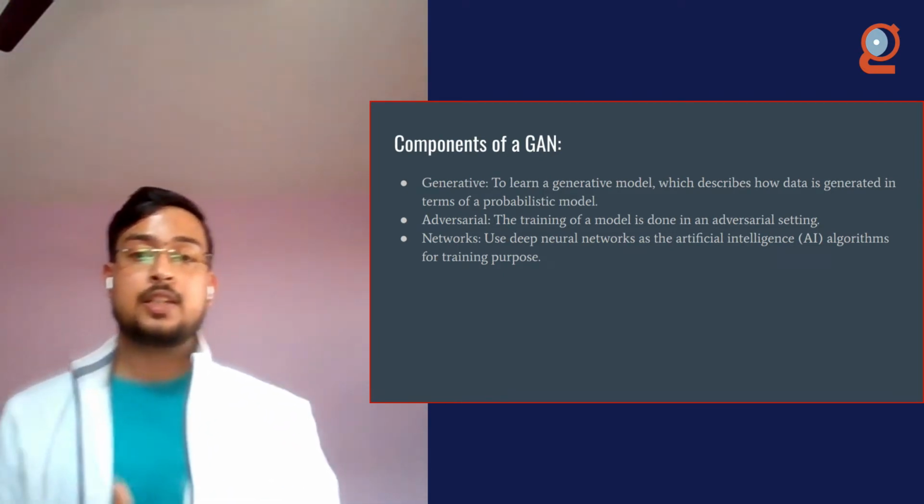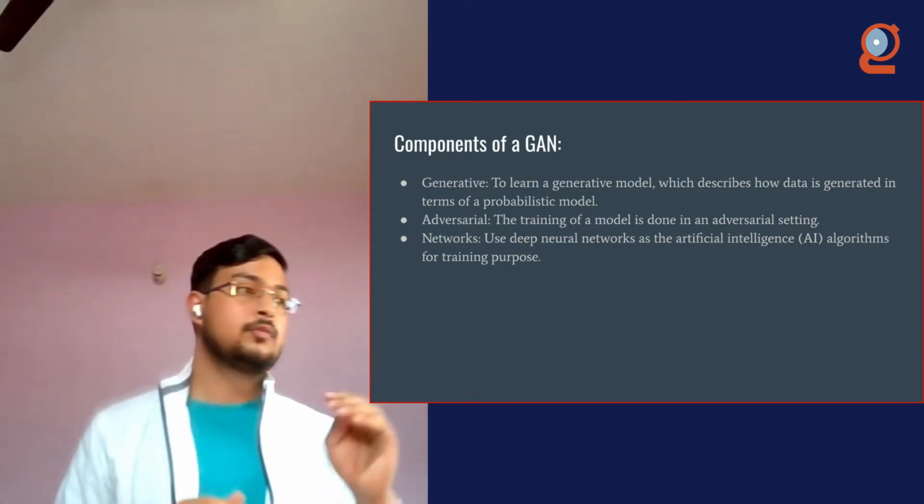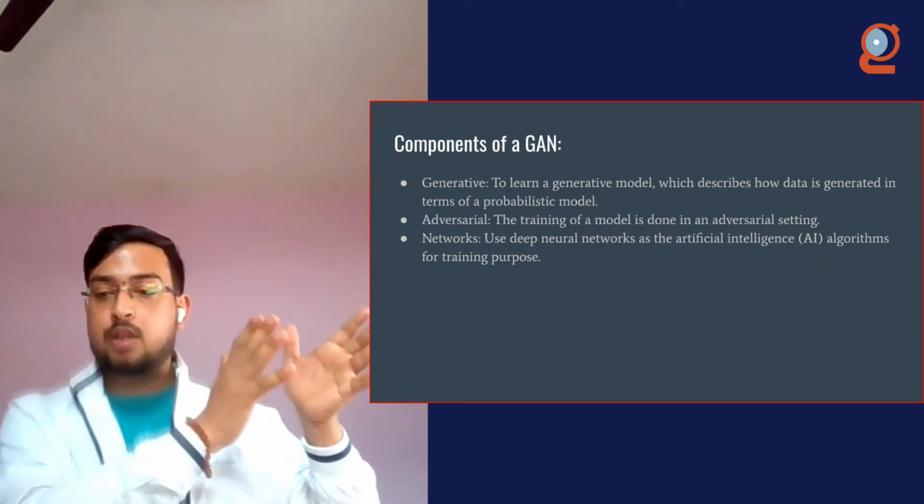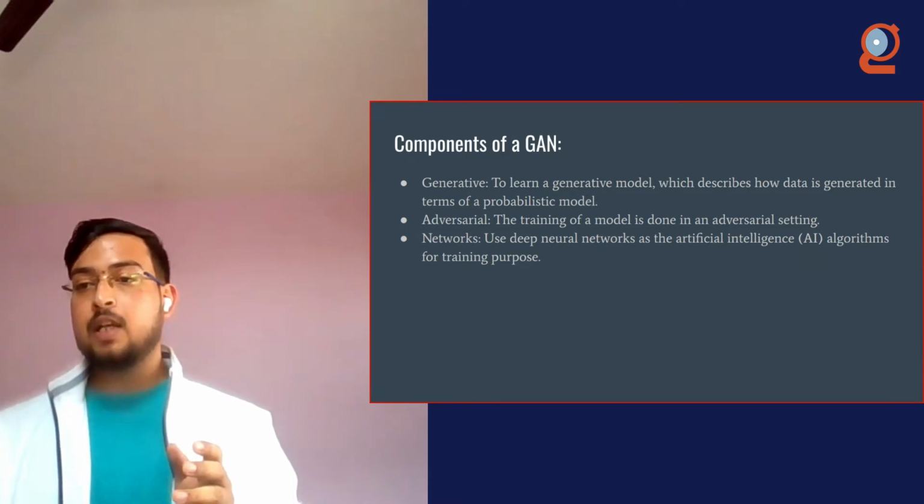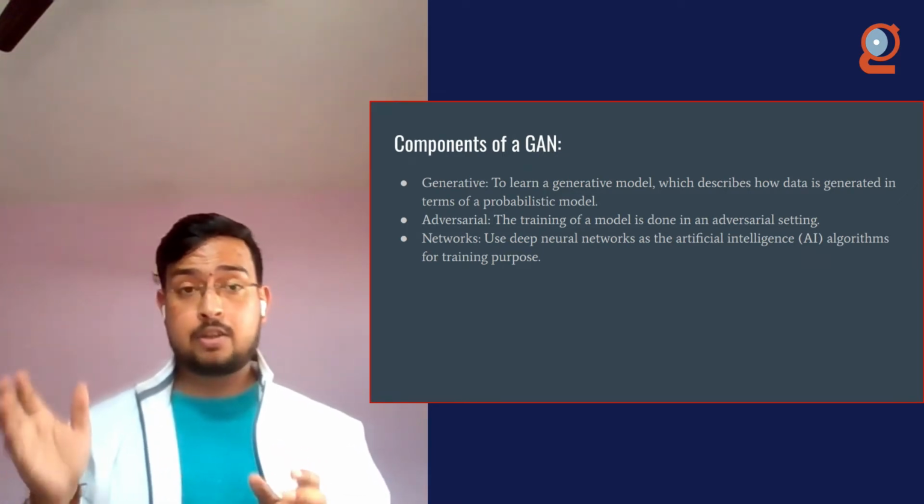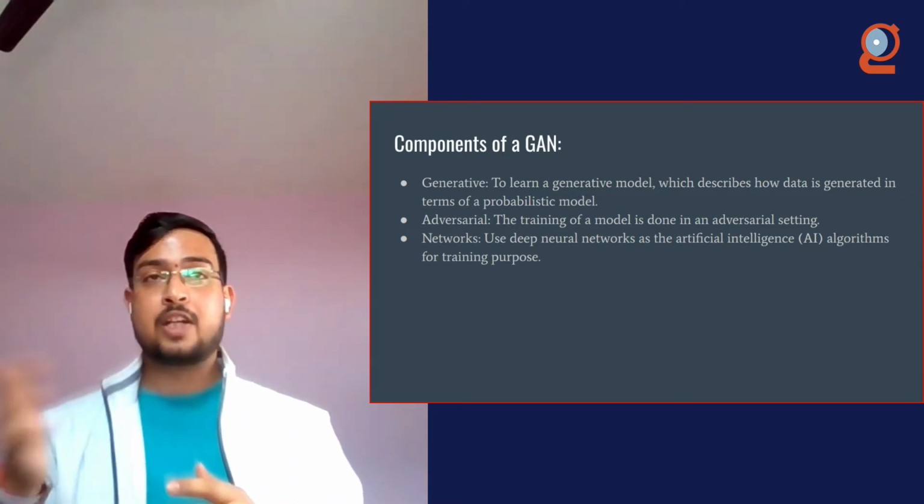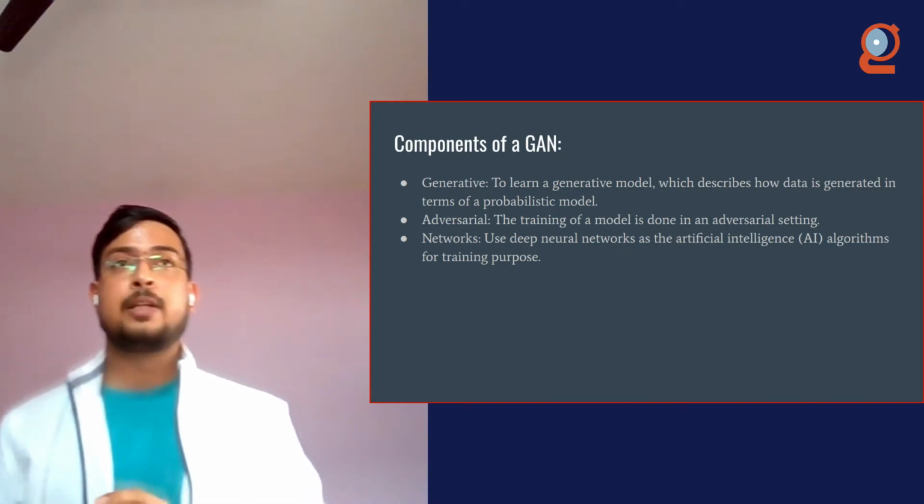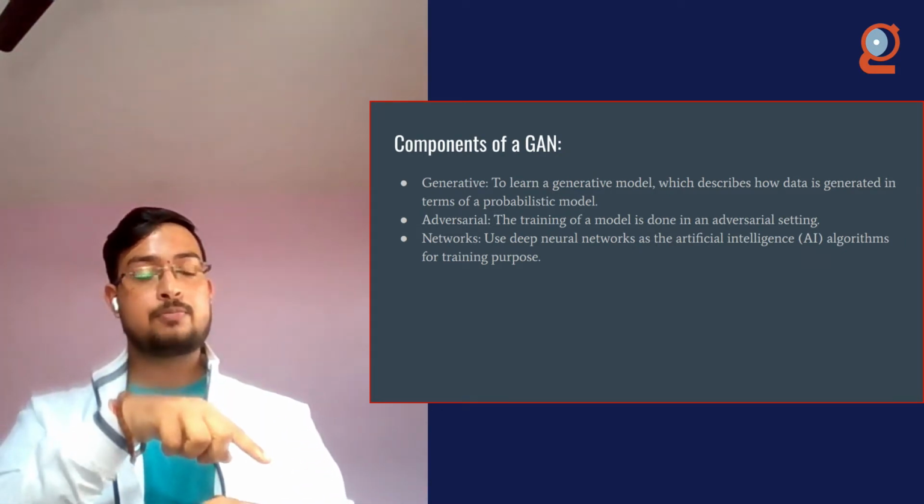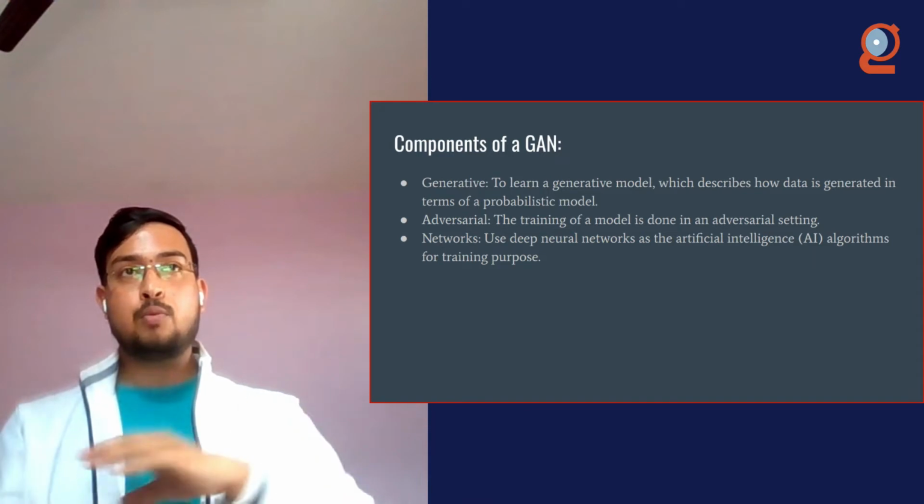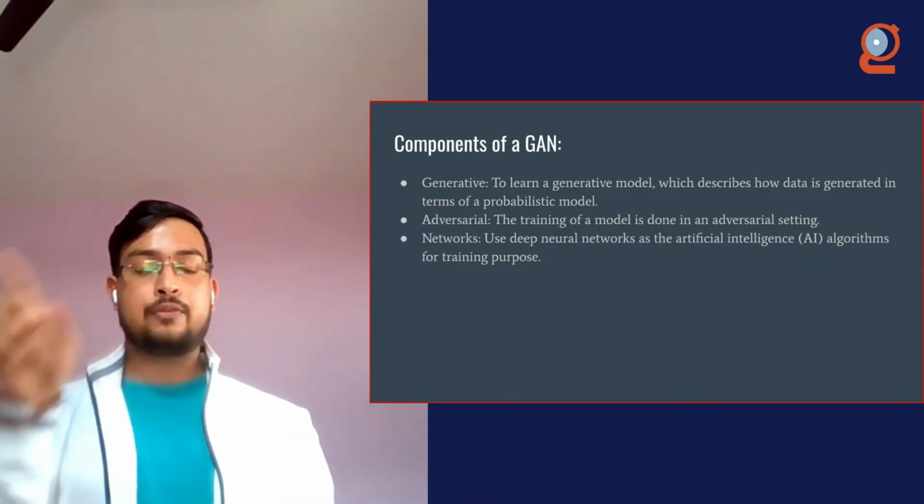The training of the model is done in an adversarial setting. The first part of the model generates something, and it goes to the other part. The second part tries to do its job, tries to figure out what components should be in place, and gives the feedback back to the first model. This is like a looping sequence. It keeps moving from one to another.